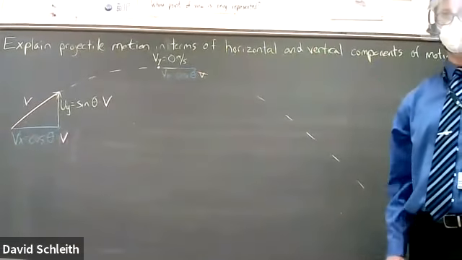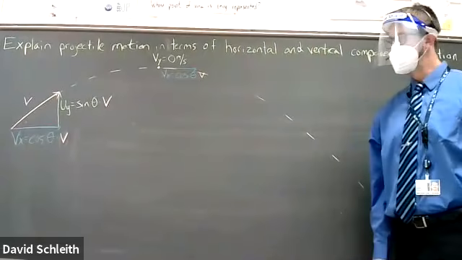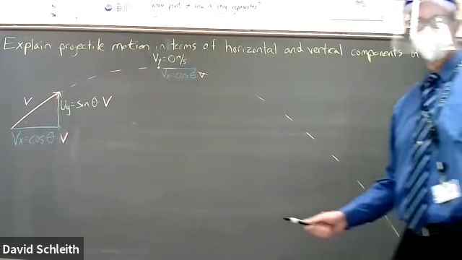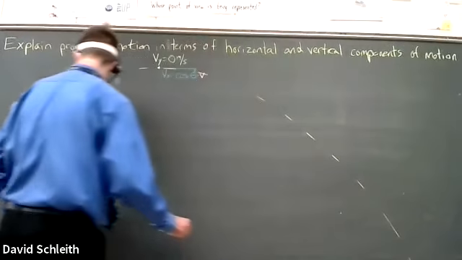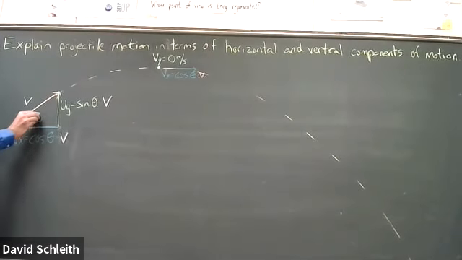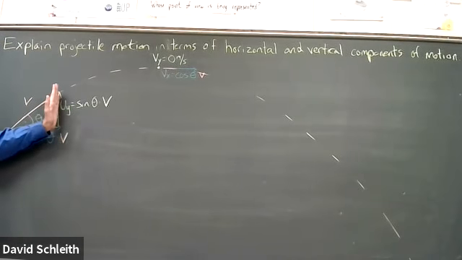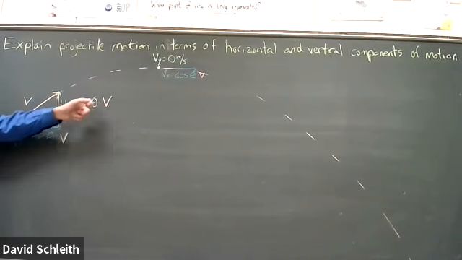All right, so we have: explain projectile motion in terms of horizontal and vertical components of motion. I've got a figure over here, which has an initial velocity vector v, directed at some angle theta above the horizontal. We could resolve this vector to determine the horizontal component, cosine theta times v, and the initial vertical component of velocity. It's initial because gravity accelerates, okay? And that would be sine theta times v.